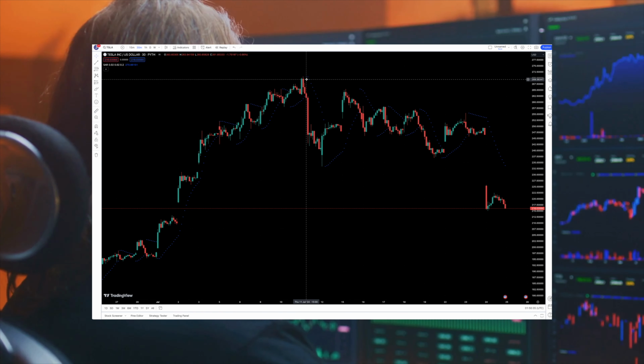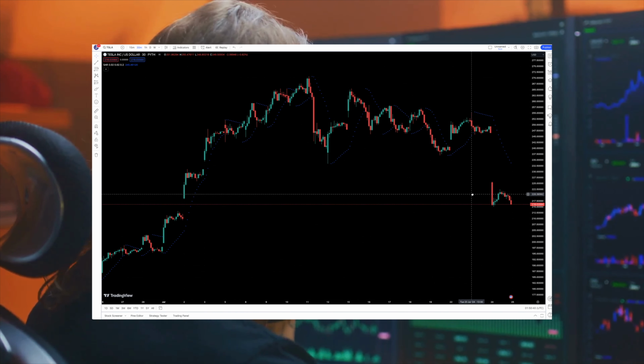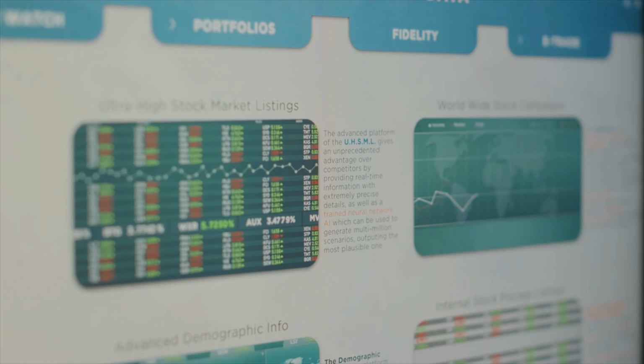As J. Wells Wilder Jr. stated, indicators must be tested and adapted to suit your trading style and the specific market conditions. Using Parabolic SAR for entry and exit points.